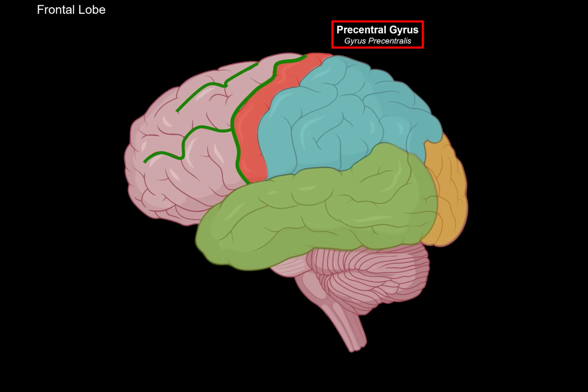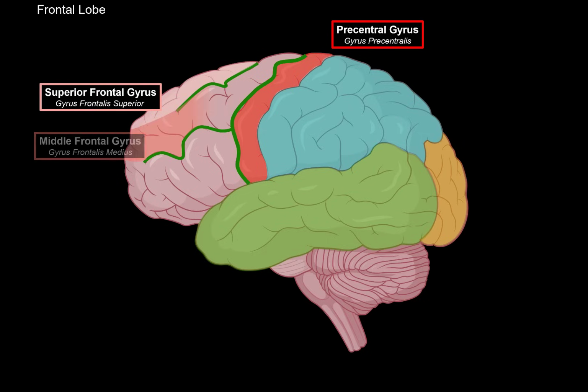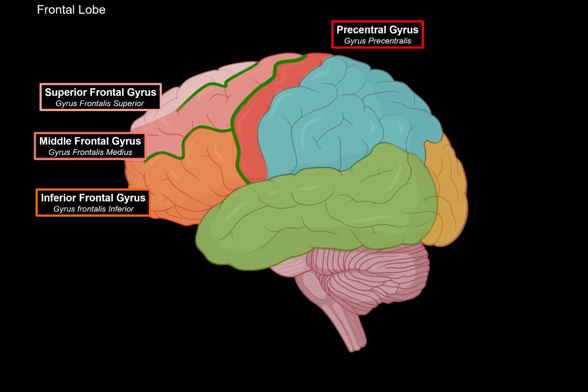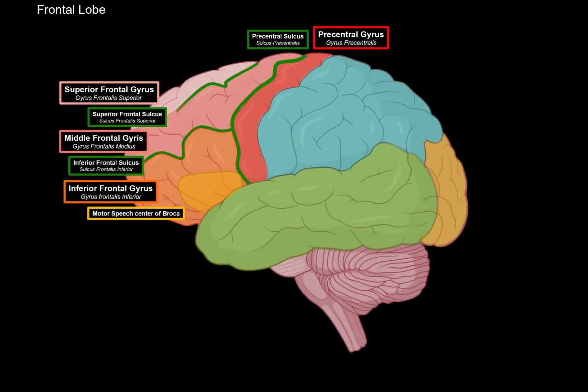Now, above the superior frontal sulcus lies the superior frontal gyrus. Between the superior and the inferior frontal sulcus lies the middle frontal gyrus. And below the inferior frontal sulcus lies the inferior frontal gyrus. These gyri are referred to as the prefrontal cortex and have association areas that make up our personality. On the inferior frontal gyrus, you will find an area called Broca's area, which is the motor speech center. It is involved in language, speech production, and comprehension. So that was all the gyri and sulci of the frontal cortex from a lateral view.